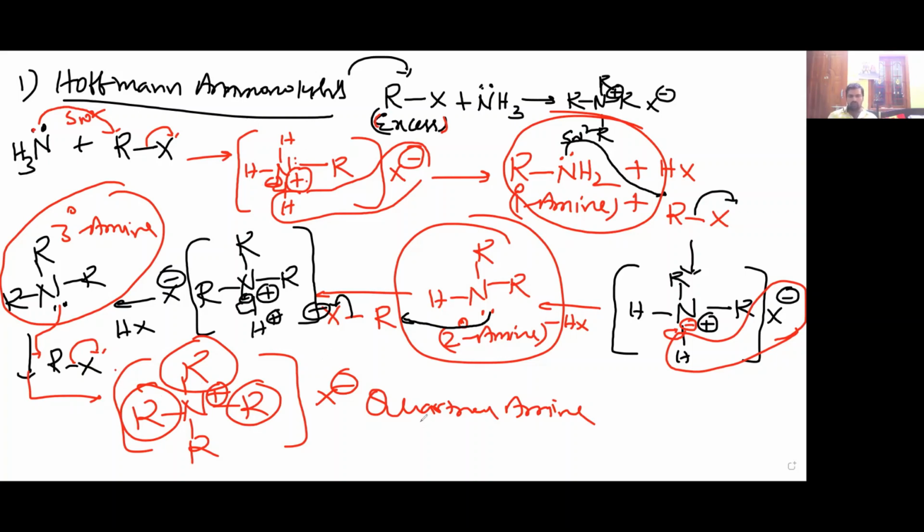In this Hoffman ammonolysis, the most important thing is RX. What is the most reactive? RI is the most reactive because iodine is a good leaving group, so SN2 reactivity is greater. Then comes RBr, RCl, and RF. This is one of the important named reactions, Hoffman ammonolysis. Hope it is clear.